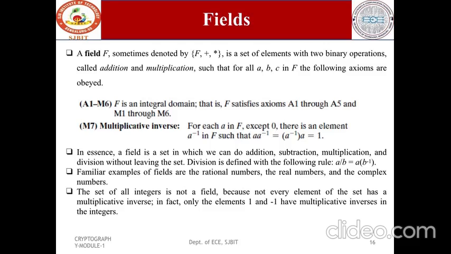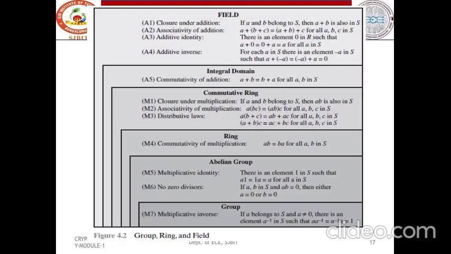In gaining insight into fields, the following alternate characterization may be useful. A field F, denoted by {F, +, ×}, is a set of elements with two binary operations called addition and multiplication, such that the following conditions hold. F forms an abelian group with respect to addition. The non-zero elements of F form an abelian group with respect to multiplication.